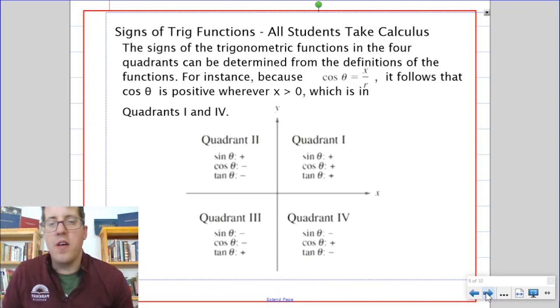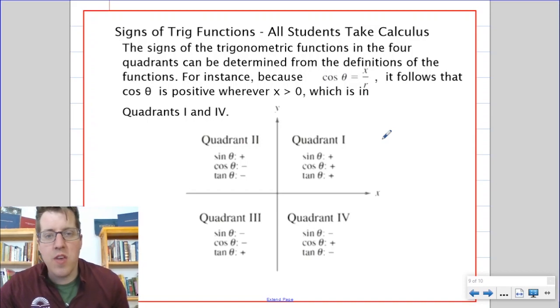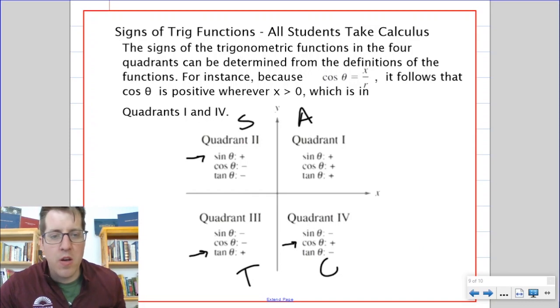Because of that, we can tell in each quadrant if the sine is going to be positive or negative, if the cosine is going to be positive or negative, etc. The way that we remember this is by using a mnemonic, all students take calculus. And what that mnemonic tells you is that all of them are positive in the first quadrant, the sine is positive in the second quadrant, the tangent is positive in the third quadrant, and the cosine is positive in the fourth quadrant. Okay, can you see where that mnemonic comes in?